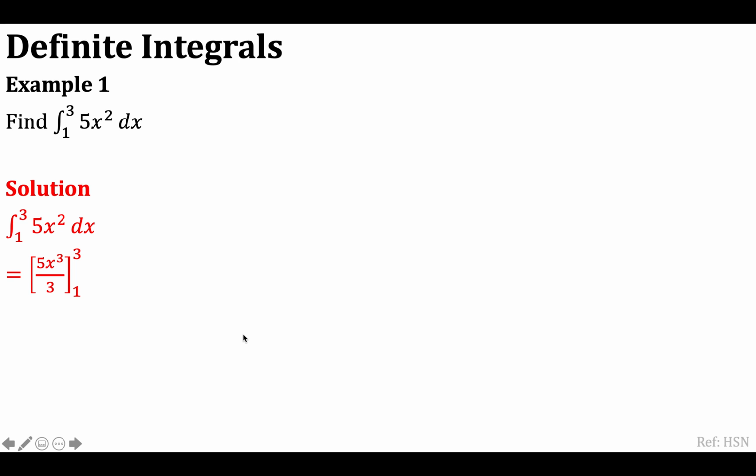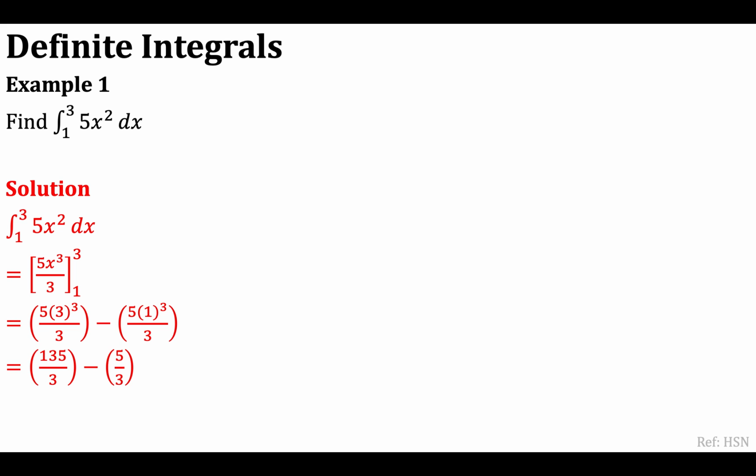Now I'm going to take my 5x cubed all over 3, and I'm substituting 3 in, and I'm then subtracting the 5x cubed all over 3 when I've substituted 1 in. This gives me 135 thirds minus 5 thirds, and altogether I have 130 thirds, or I could change that to a mixed number if I liked, and that's 43 and 1/3.